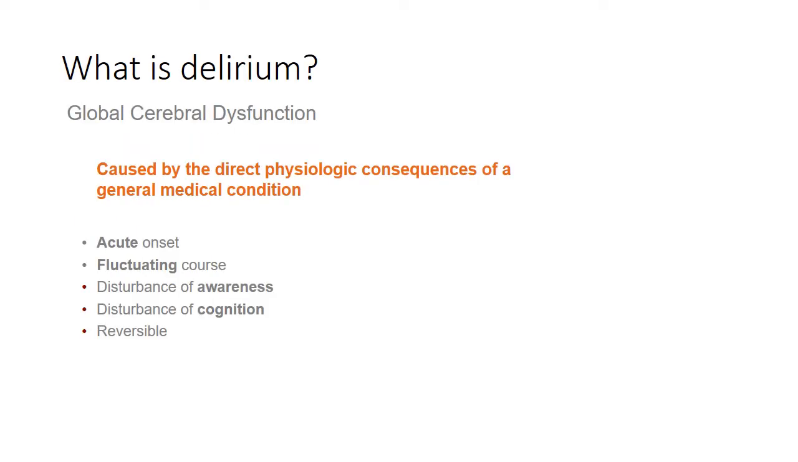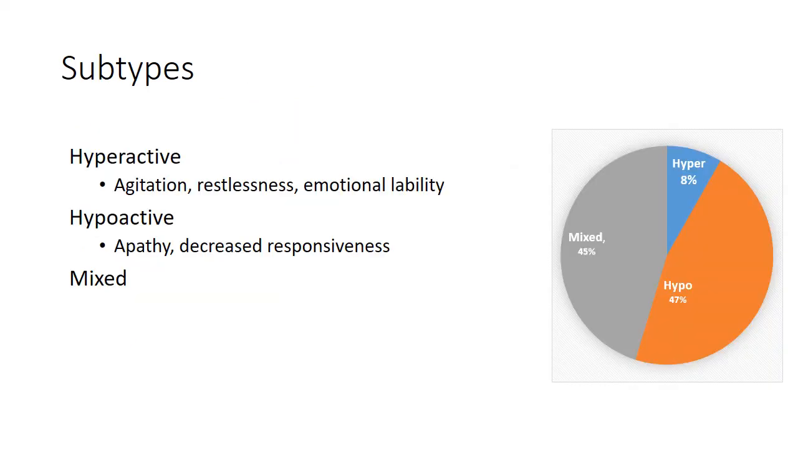Let us begin by defining delirium. Delirium is global cerebral dysfunction. It is a behavioral syndrome marked by an acute and fluctuating change in awareness and cognition. This occurs as a direct result of an underlying medical problem or as a side effect of treatment. Delirium occurs commonly in seriously ill children, with studies showing a frequency of greater than 25% in the pediatric intensive care unit. There are three major subtypes of delirium.